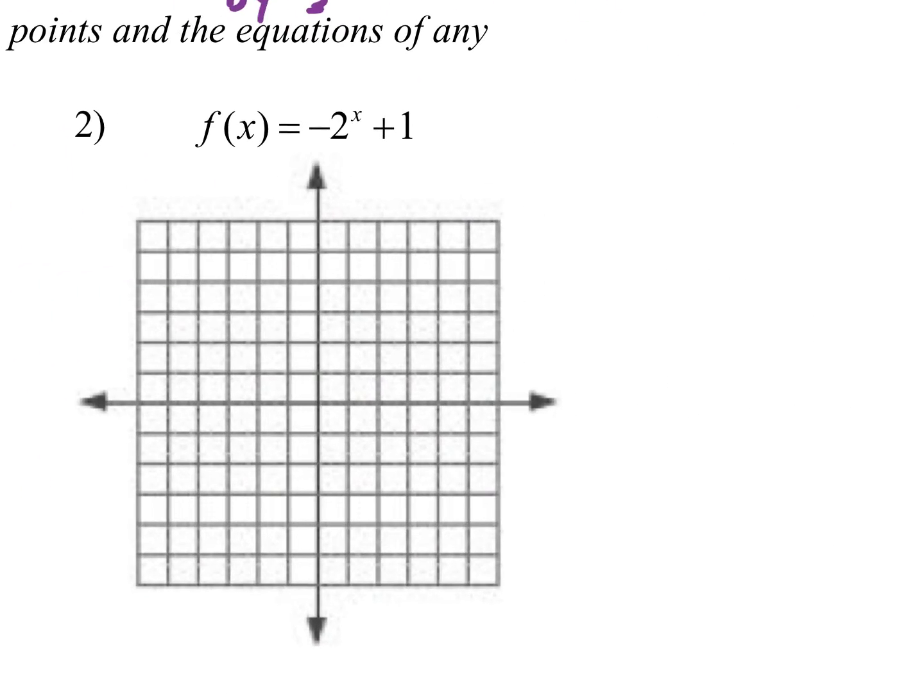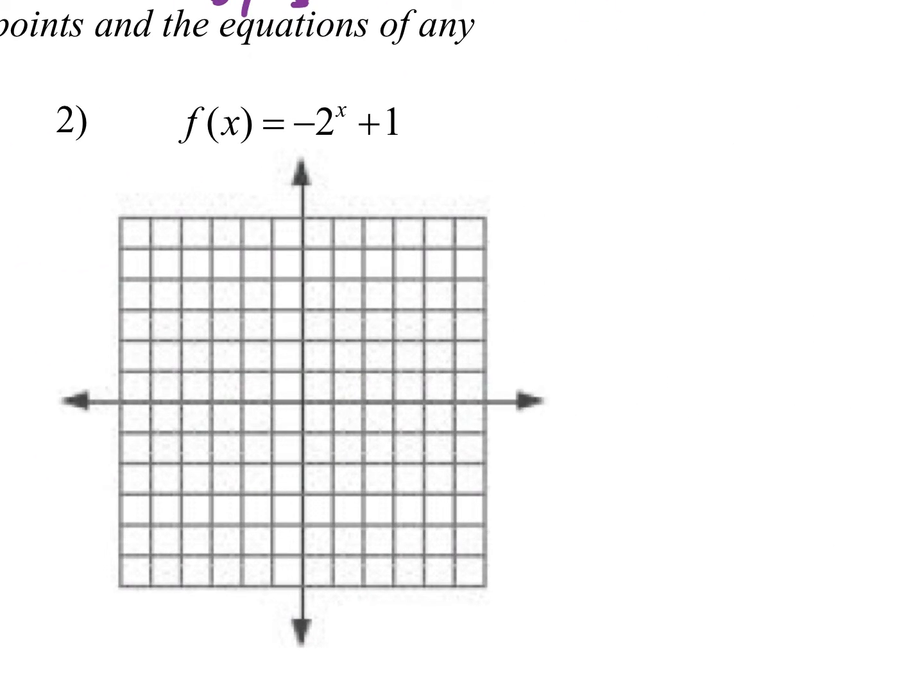Let's do number 2 as well. Again, I'm going to set up my table, and I want my exponent to be 0, 1, and 2. In this case, that's not going to be too difficult. I'm just going to use as my inputs 0, 1, and 2. When I plug in 0, I get 1 as a result.